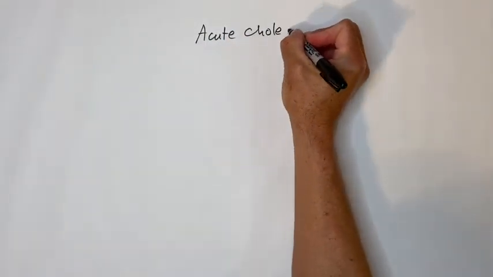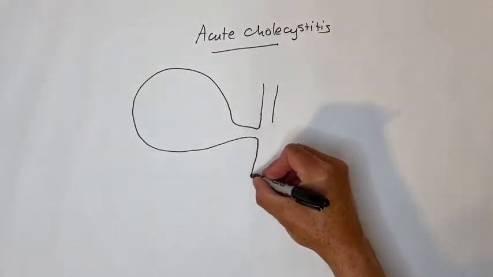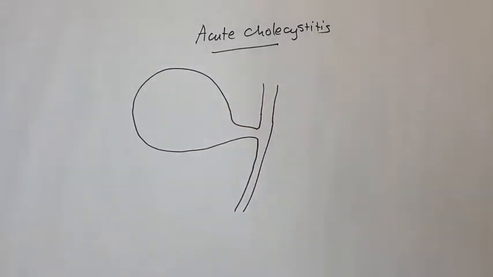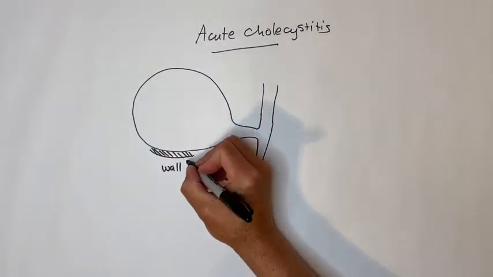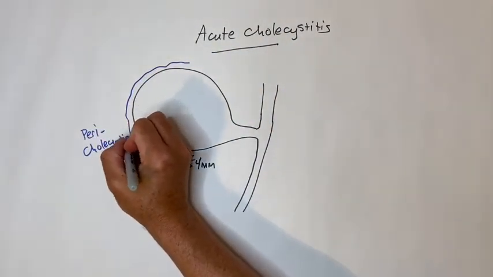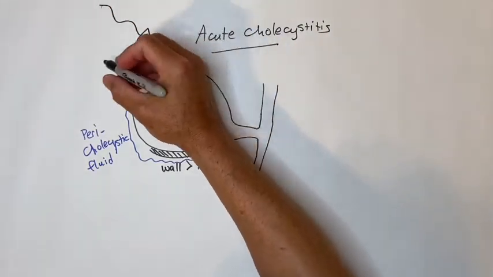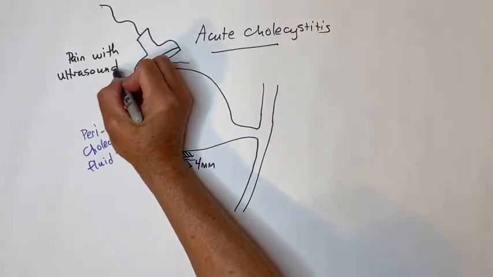Acute cholecystitis is due to obstruction of the cystic duct by a gallstone. If somebody has acute cholecystitis, the gallbladder wall will be thickened more than 4 millimeters. They can have pericholecystic fluid, and they can have pain with pressure with an ultrasound probe, causing an inspiratory arrest called a Murphy's sign.